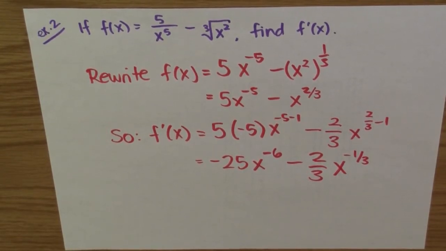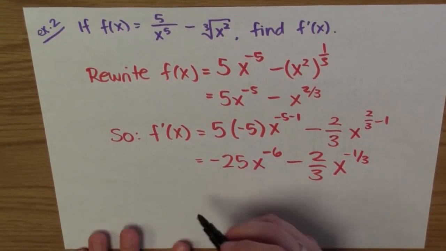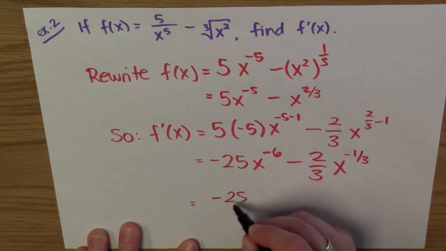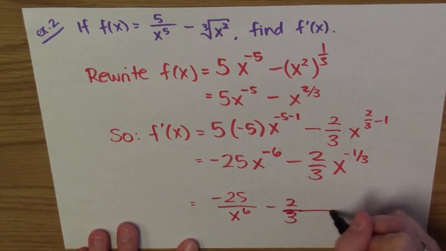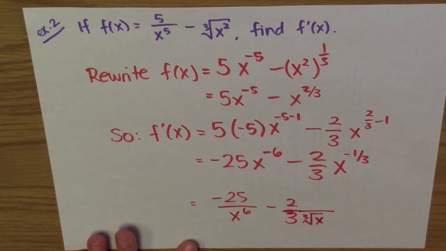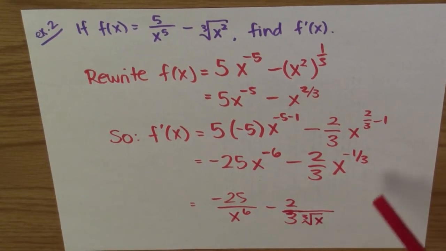I could certainly rewrite this to look more like the function that I had in the beginning, and that would look like negative 25 over x to the 6th minus 2/3 over the cube root of x, because this guy is a negative, right? But it doesn't really matter which form you write your answer in, as long as you get the right one.